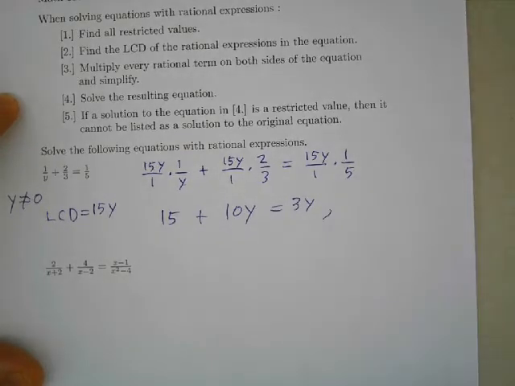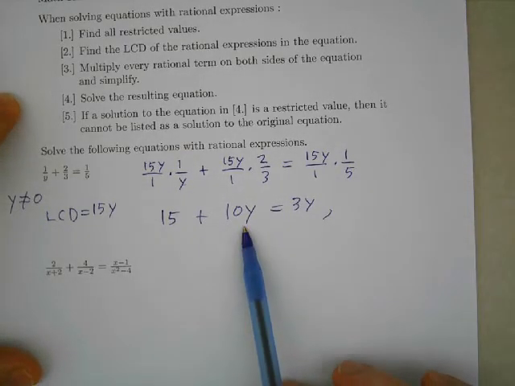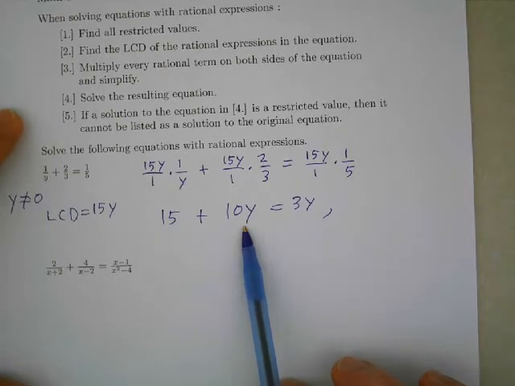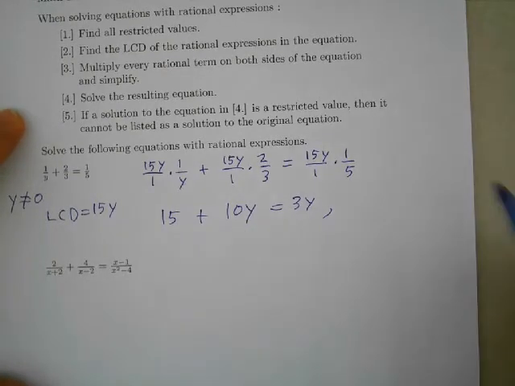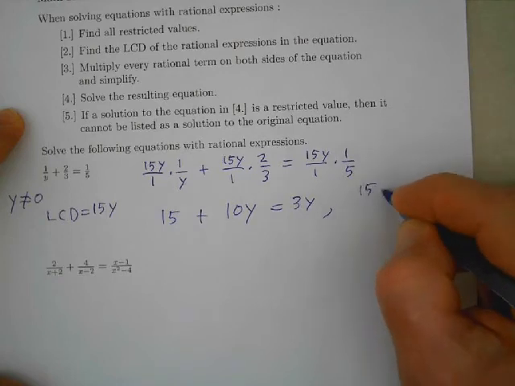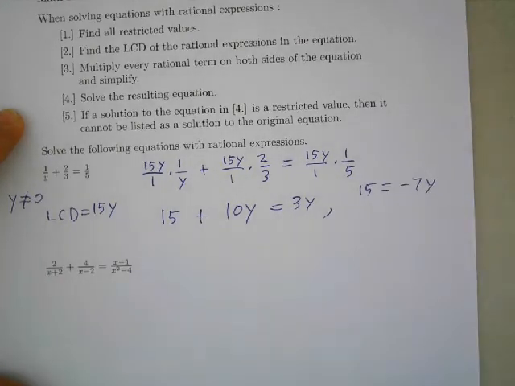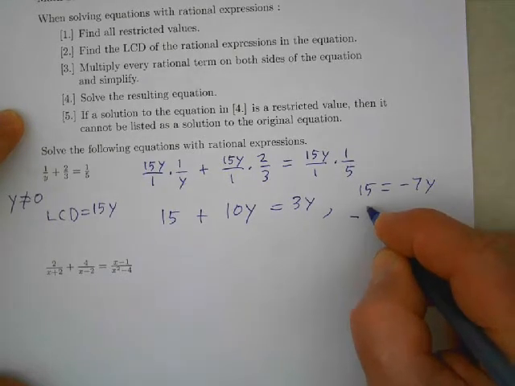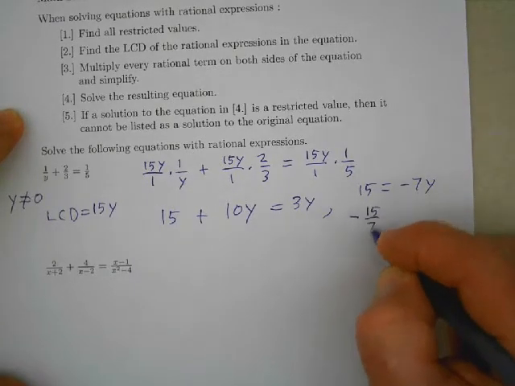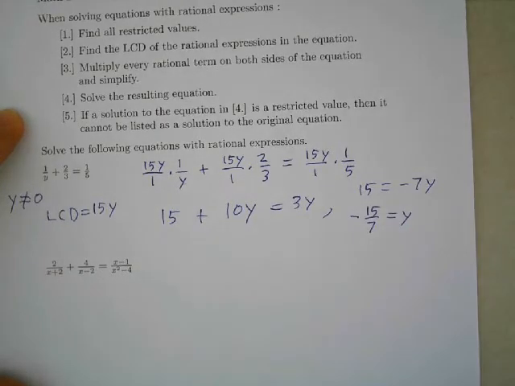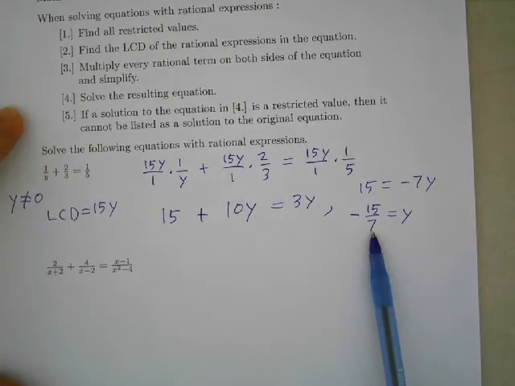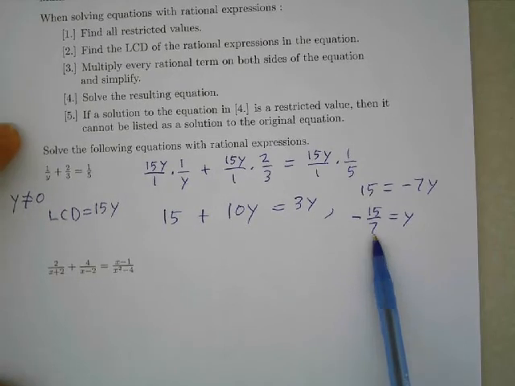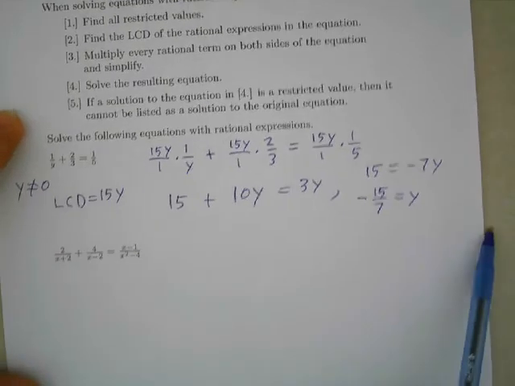And we have a fairly simple equation to solve. We can subtract 10y from both sides, so that 15 equals negative 7y, and then divide both sides by negative 7, so we get the solution negative 15/7 equals y. And then we note that this number, negative 15/7, isn't restricted, so we'll assume that we did all of the work correctly, and negative 15/7 is the solution.